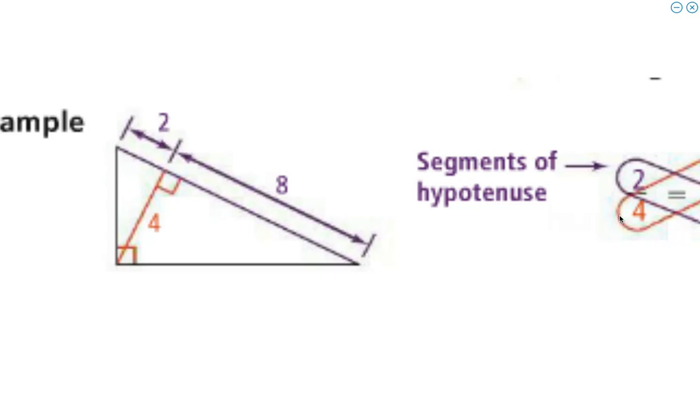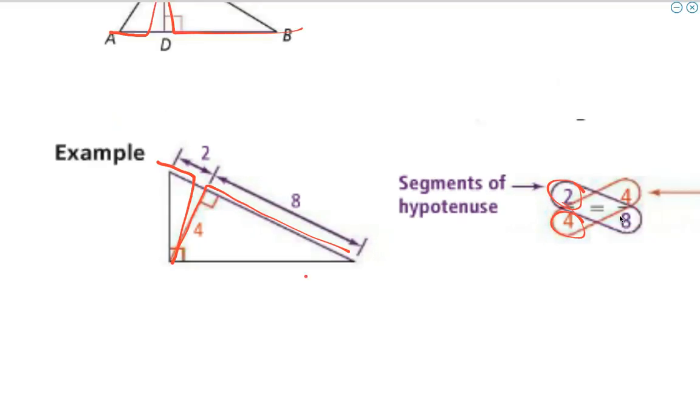Meaning, it doesn't matter what side you start from. So 2 over 4, 4 over 8. I'll do that again. 2 over 4, 4 over 8. So that's the heartbeat.